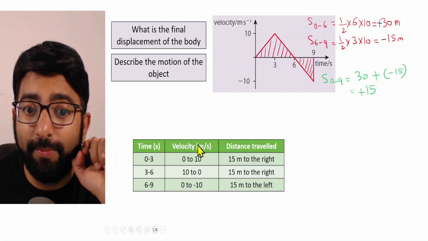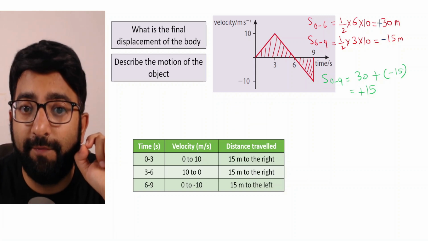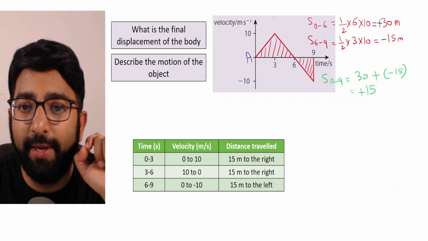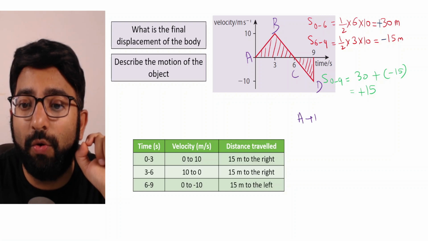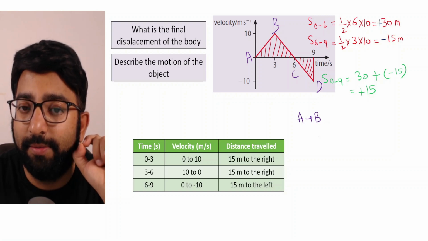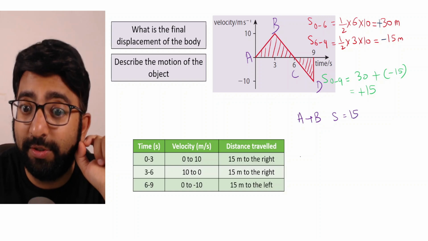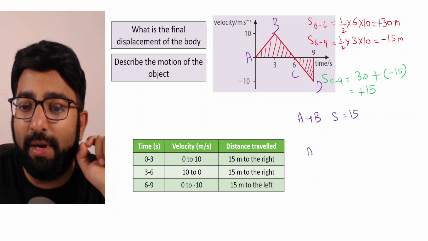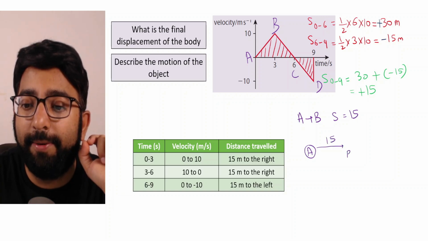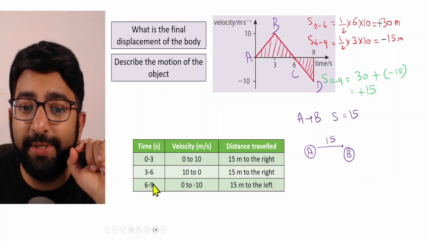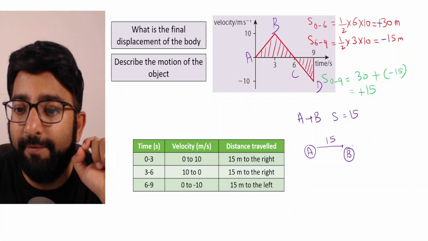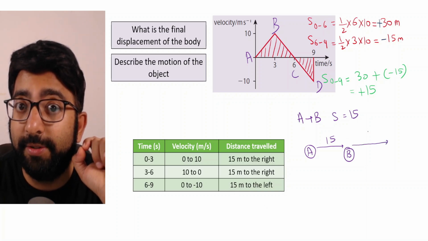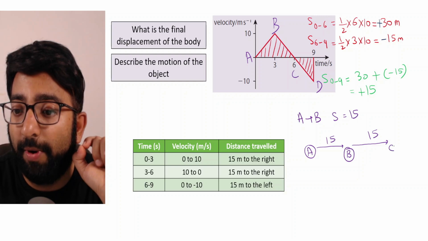Now, let me draw a diagram to describe all this information. So, first of all, in the graph, let me label few points A, B, C, and D. So, from A to B, which is 0 to 3 seconds, the particle has traveled a total distance of 15 meters. So, let's draw the diagram. Let's say the particle starts from point A, it travels 15 meters to the right hand side to reach a point B. From B to C, which is 3 to 6 seconds, the distance traveled was 15 meters again to the right. So in the diagram, we can show particle is traveling 15 meters again to the right hand side to reach a point C.